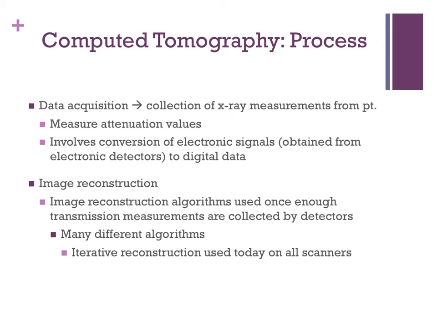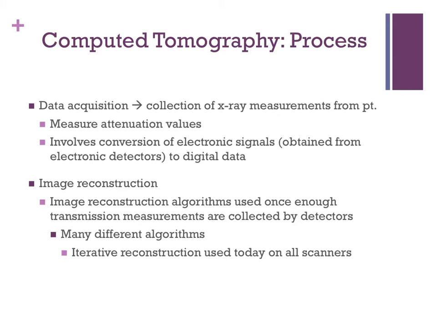So the formation of CT images by a scanner involves three key steps. First, we will discuss data acquisition. This is the simple collection of X-ray measurements from the patient. This measures the attenuation values, so once the X-ray passes through the patient, the X-rays fall onto special electronic detectors that measure the transmission values, which are called attenuation values. This involves conversion of electronic signals, which are obtained from the electronic detectors, into digital data, which the computer then uses to process the image.